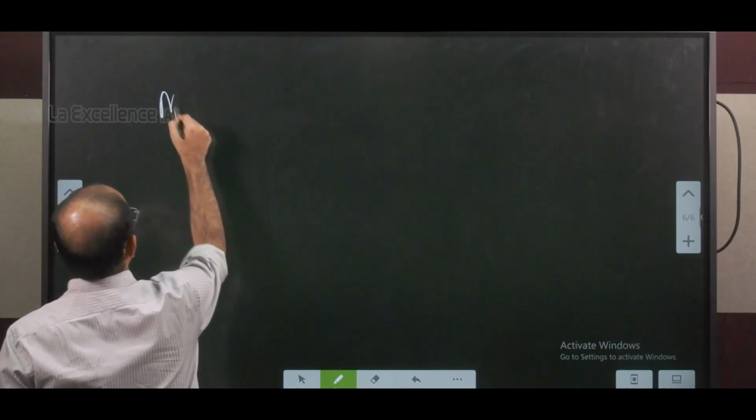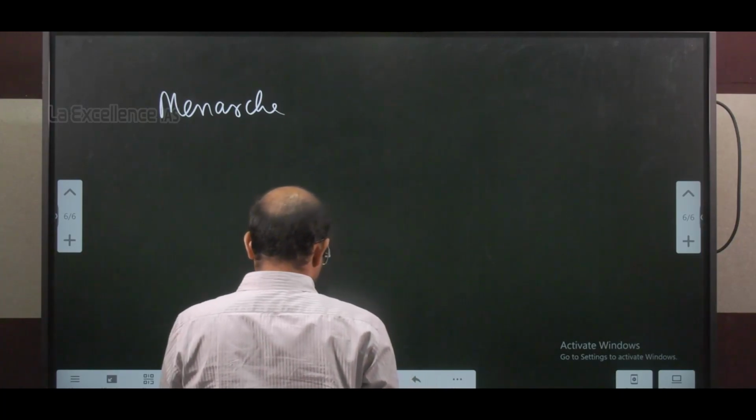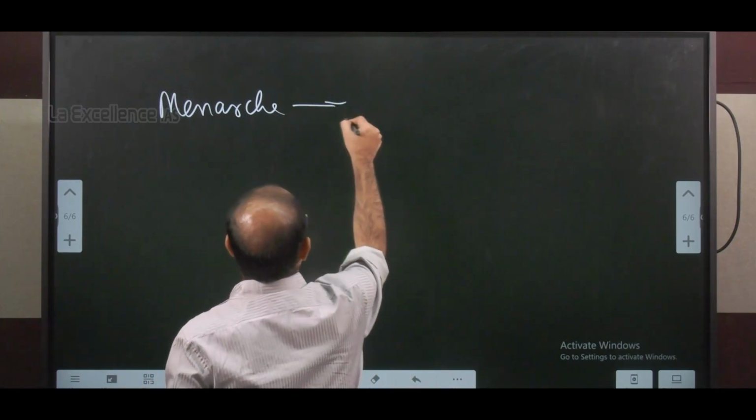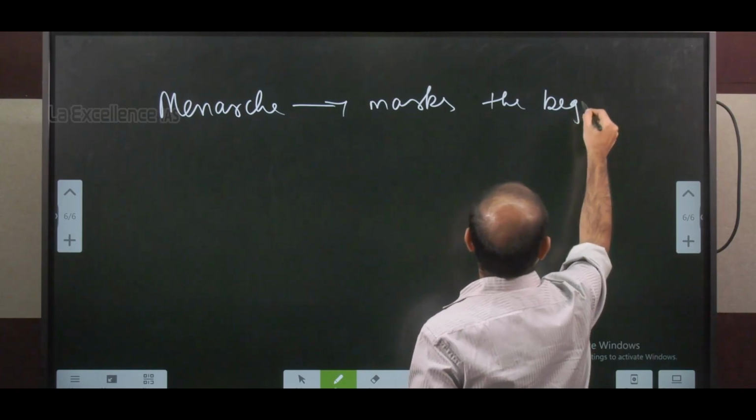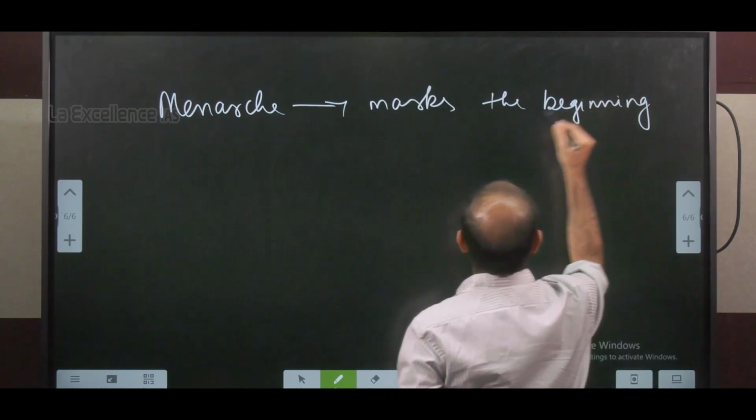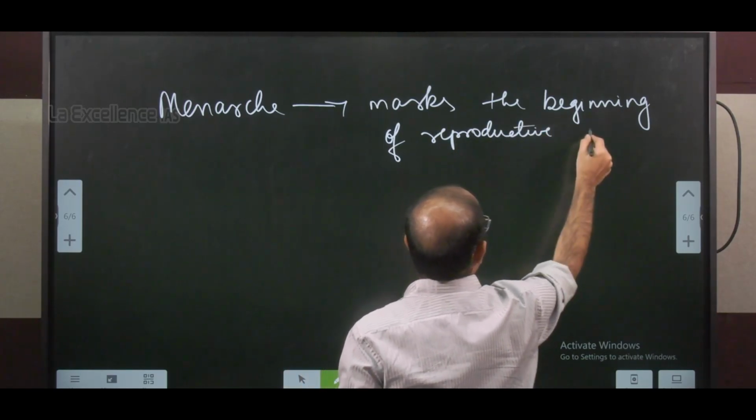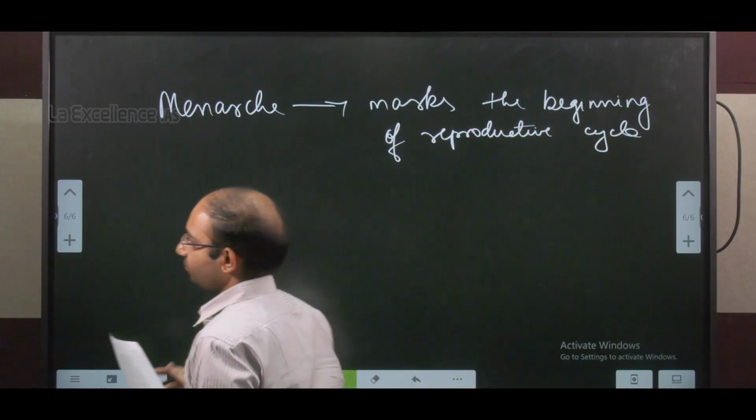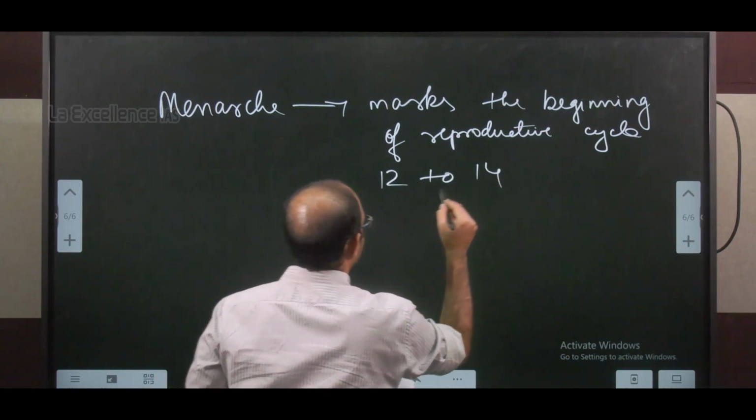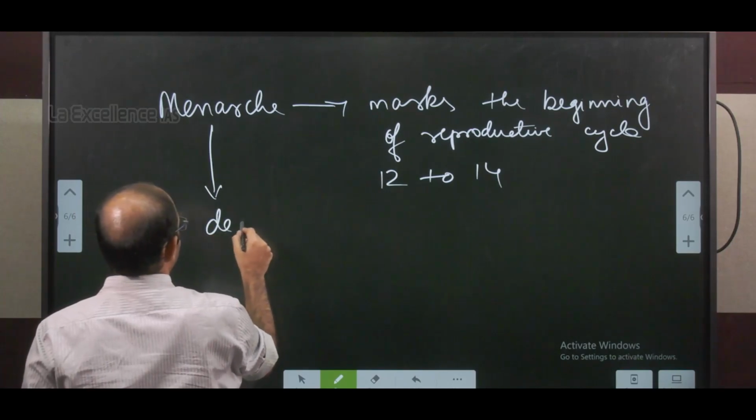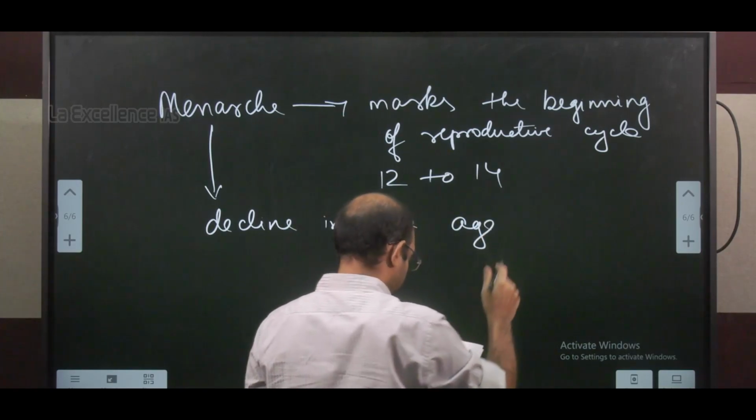So what is menarche? Menarche marks the beginning of the reproductive cycle. Define it. And age, at what age? Roughly we are seeing it between 12 to 14, and of late we are seeing a secular trend, a decline in the age of menarche with each generation because of better nutrition and better care.